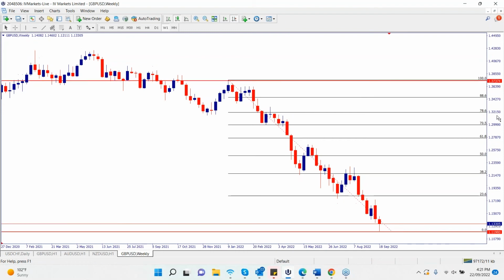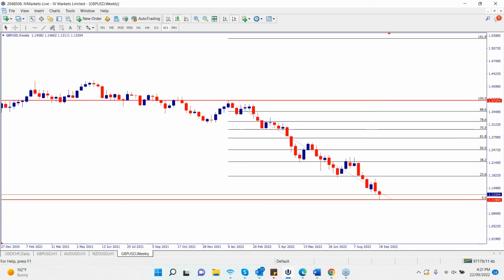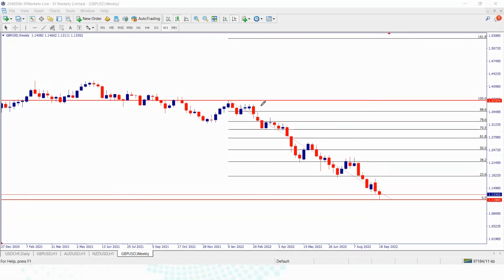Okay, so what we are looking for, okay, the market is coming down over here, and it will retrace to these levels, and it will go down again. Okay, because this is all a continuation. The market momentum is all bearish.